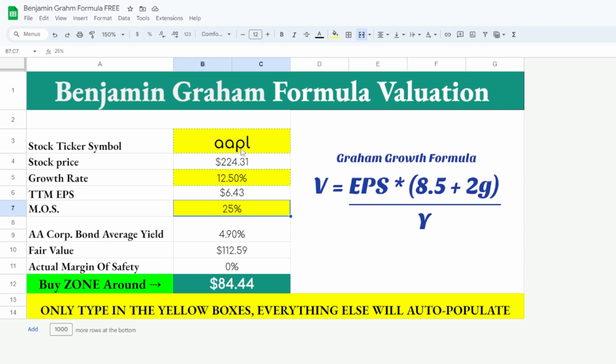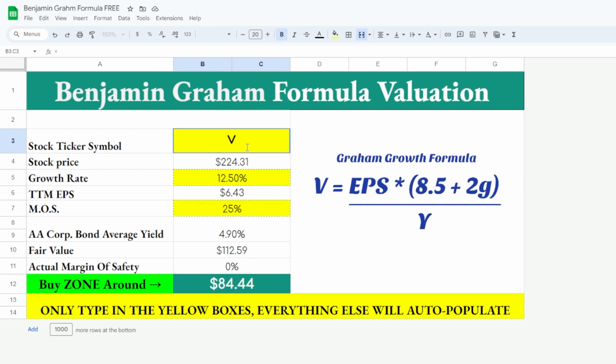Now again, this is just one formula, just one estimation. This doesn't necessarily mean that just because Apple stock is currently trading at where it is, that Apple stock at $84.44 is going to be in the buy zone. Because if we change the margin of safety even a little bit, you can see that Apple's buy zone goes up substantially, along with changing things like Apple's growth rate. If Apple has a massive growth rate moving forward, the buy zone is also going to change.